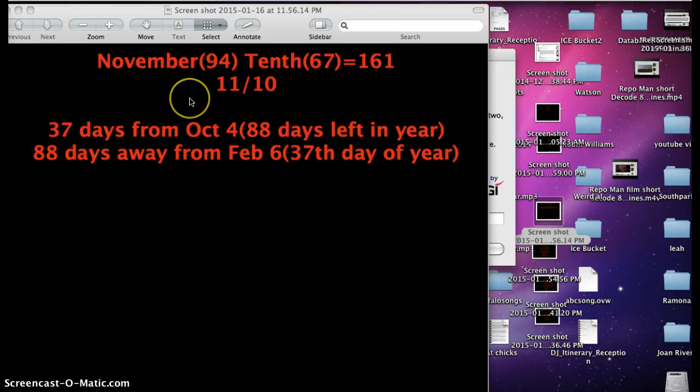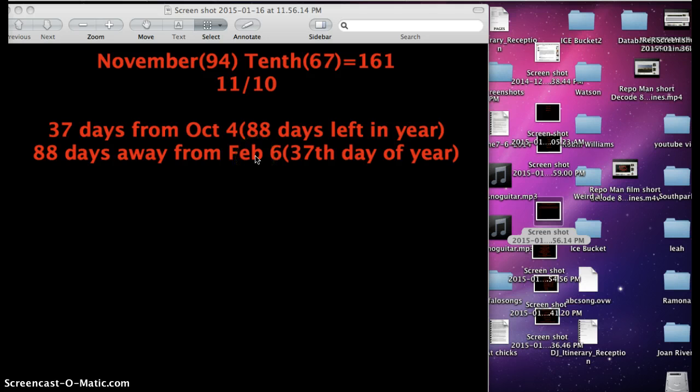There's more to it, but also November 10th is 37 days away from October 4th, which has 88 days left in the year. October adds up to 88, and if you spell out the word fourth, that adds up to 88. And it's also 88 days away from February 6th, which is the 37th day of the year. So it's 37 days away from 88 days left, and it's 88 days away from the 37th day of the year. And February 6th also happens to be 2/6 or 26, and 26 goes with 88. 62, 26 adds up to 88.